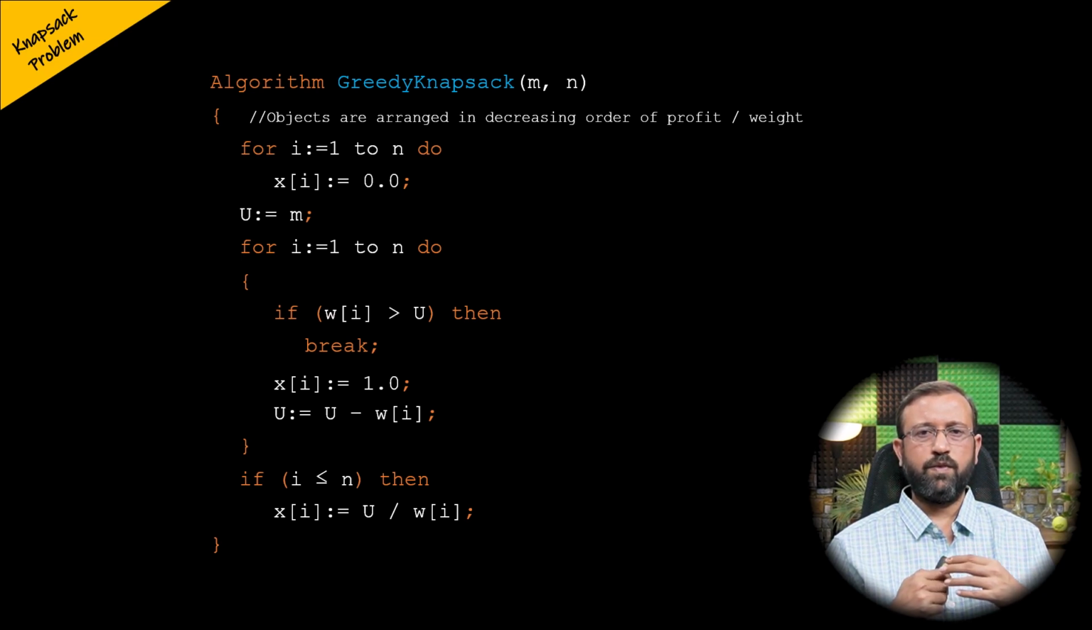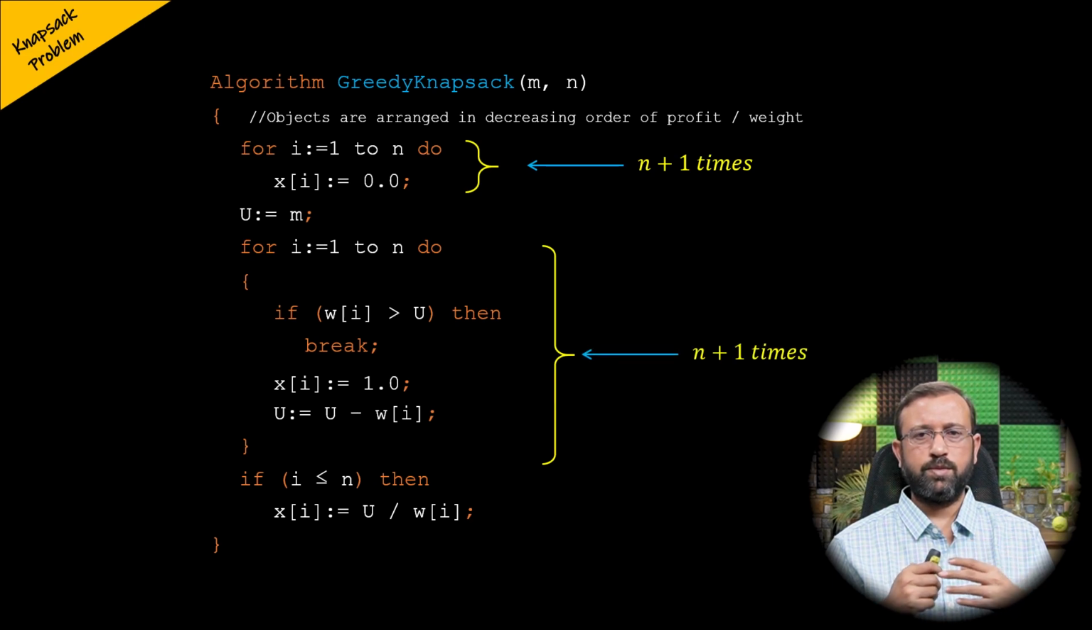The first statement is the for loop, and this for loop will execute for n plus 1 times. Then the next statement is the primitive statement and will be taking constant time. Then we have another for loop, and this for loop will also execute for n plus 1 times. And the other statements are primitive statements. Therefore, the overall complexity of this greedy knapsack algorithm is O of n. Remember, we have assumed that the objects are sorted in descending order of profit by weight ratio. This sorting will be taking O of n log n as the time complexity.